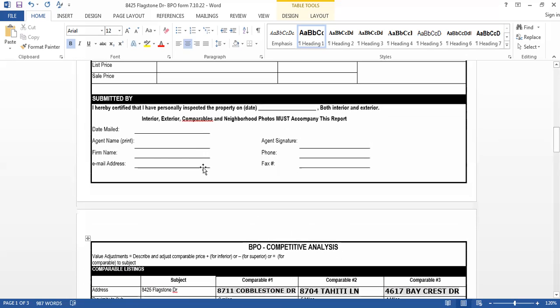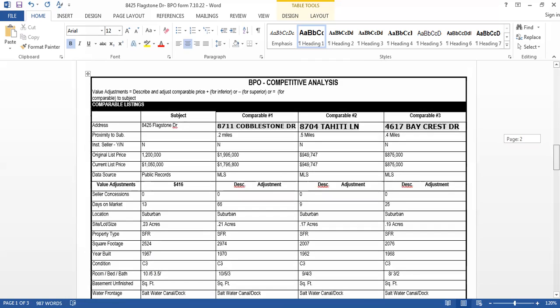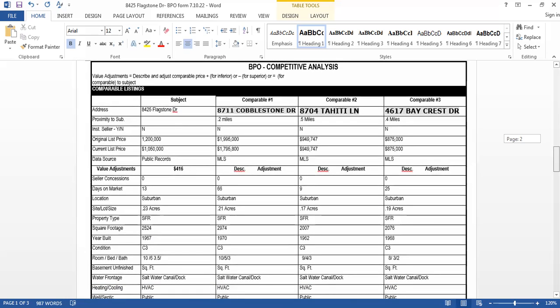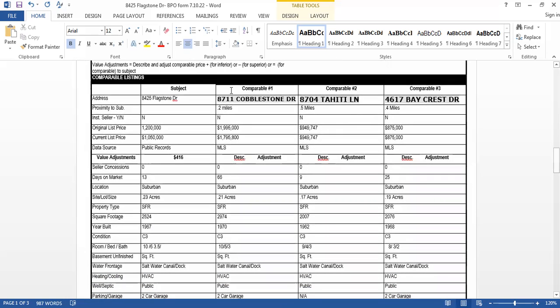And then of course, this is an area for your agent signature and so forth. Now, what we're going to really get into here is some of the nitty gritty of this stuff, right? So this is for listings. This is our competition right here. So when I did this particular BPO, I also looked at our competition, how far the competition was away, and then I looked at where the competition was priced.